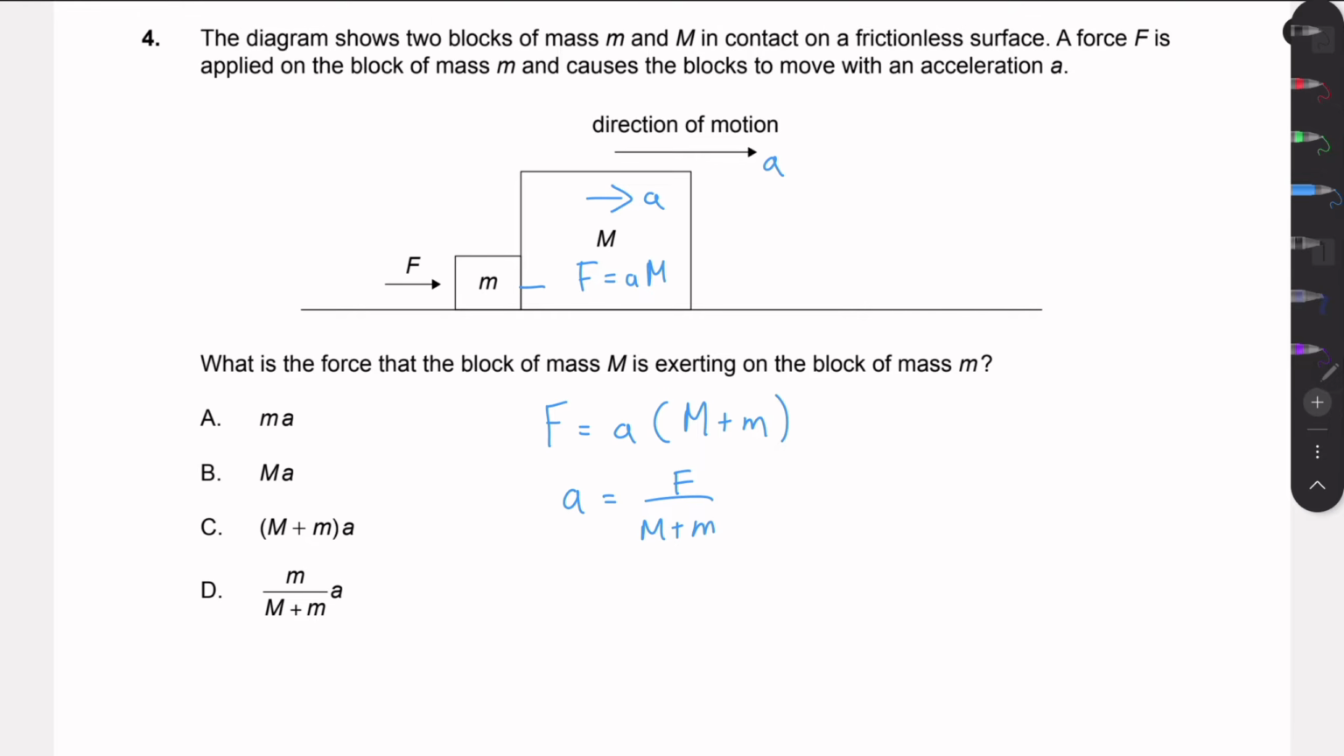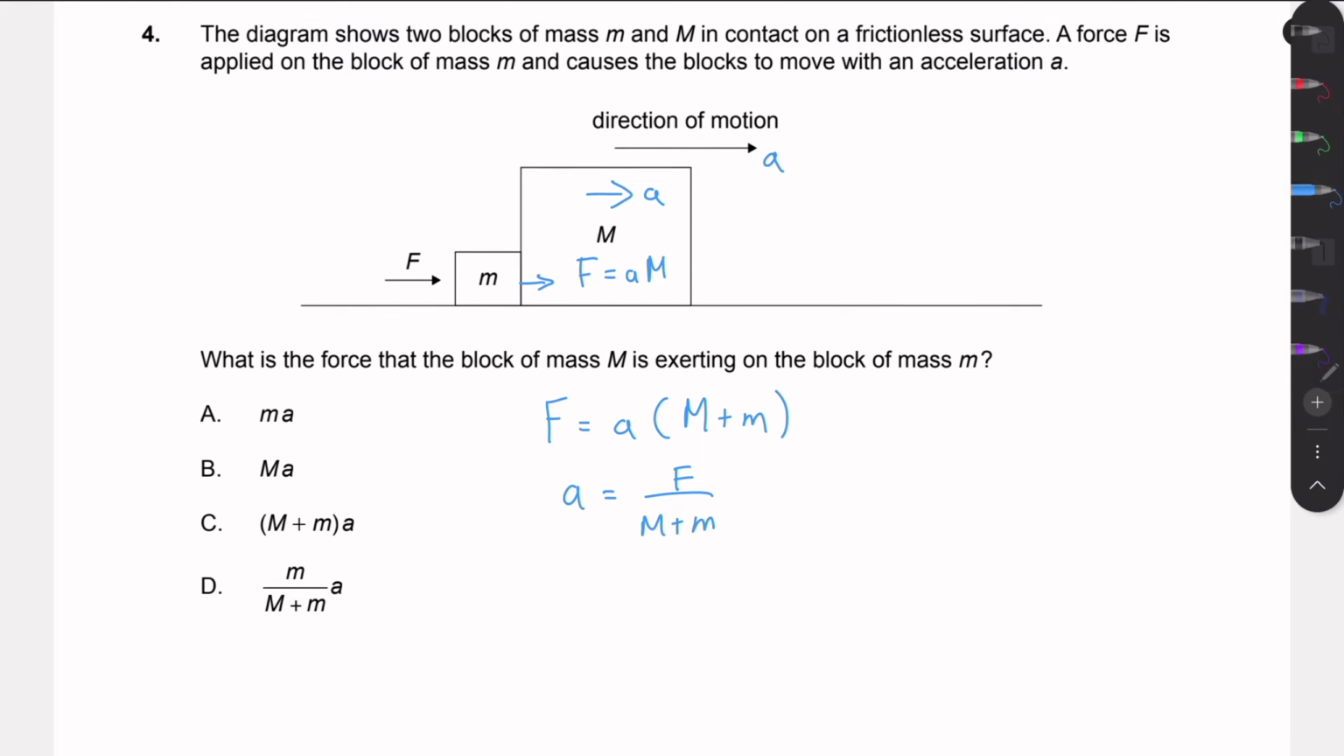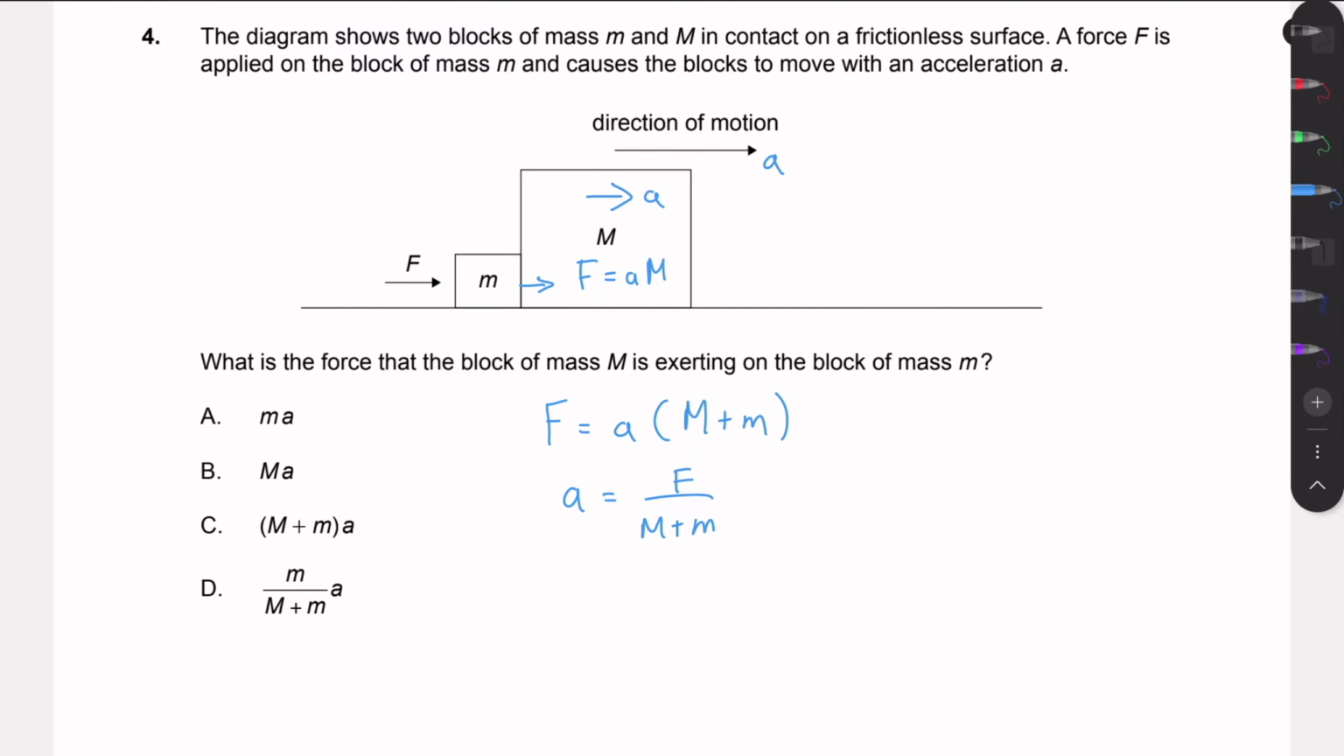So that's the force pushing here, and we need to decide what the force is that the block of mass big M is exerting on the block of mass small m. So we need this opposite force, but due to Newton's third law, these two forces are equal and opposite, so this is also going to be just a times big M. So that's option B.